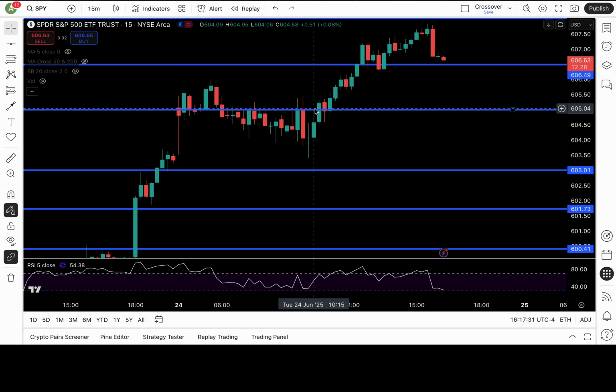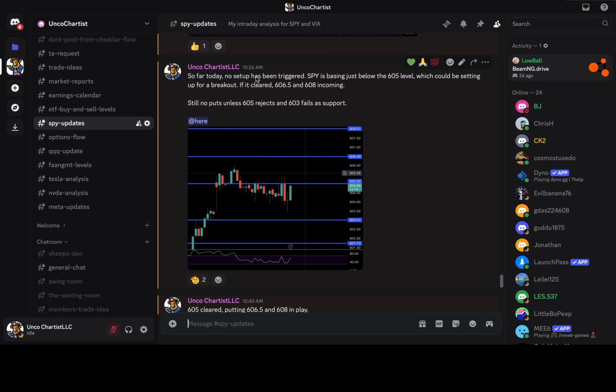I do run a Discord where I try to help people throughout the day to identify trade setups. And I wrote here in my Discord at 10:26 a.m.: So far today, no setup has been triggered. SPY is basing just below the 605 level. That just means it's consolidating, building a chop range, if you will, just below my 605 level, which could be setting up for a breakout. If it clears 606.5, 608 incoming. Still no puts unless 605 rejects.